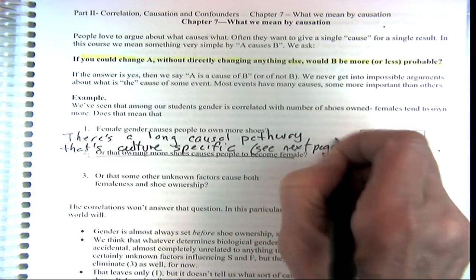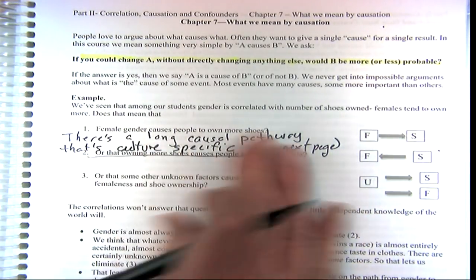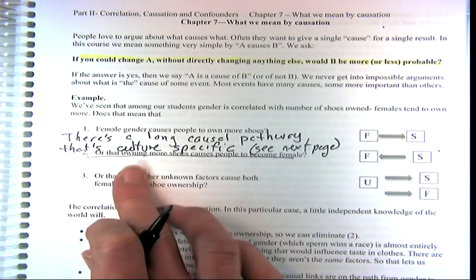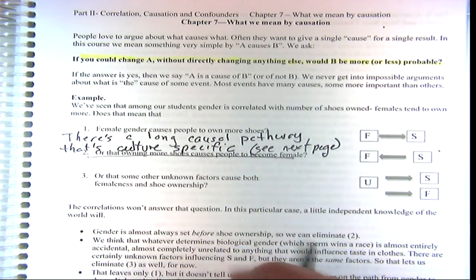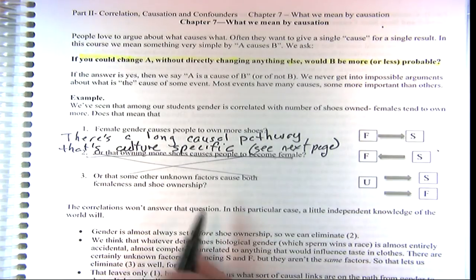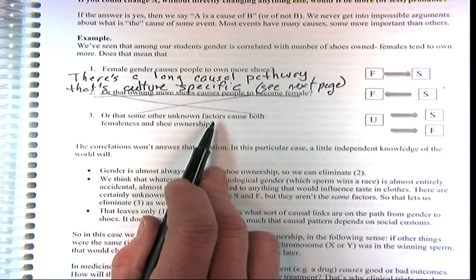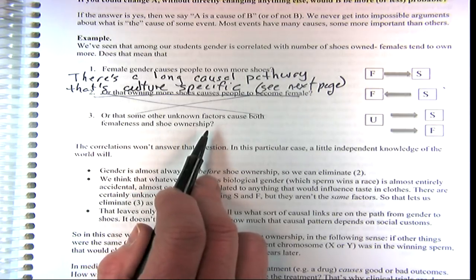So now we know that. Okay. Now, owning more shoes causes people to become female? No. And then, what about some other unknown factors that could cause both femaleness and shoe ownership?